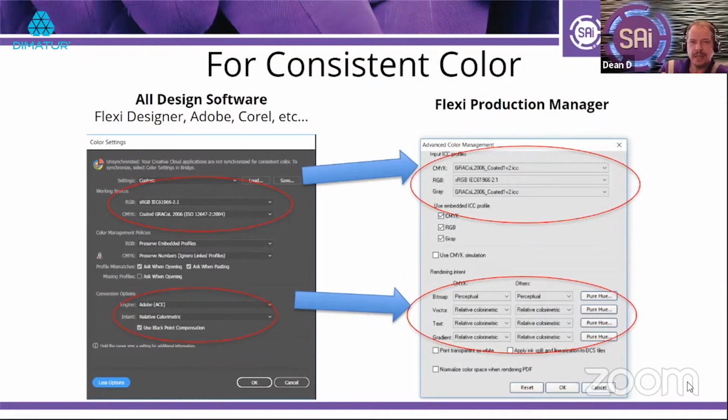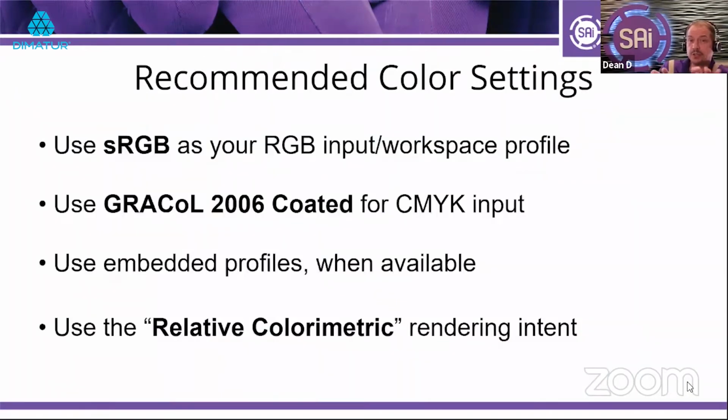Now, it may be too small on your screen to see those settings. So we're going to go to the next slide and show you it. It's important that you go to that dialog box in every one of these softwares and make sure that they're the same. So when you're using any kind of workspace or input profile in whatever software you're using, either design or RIP software, make sure that the input profile is sRGB, okay?